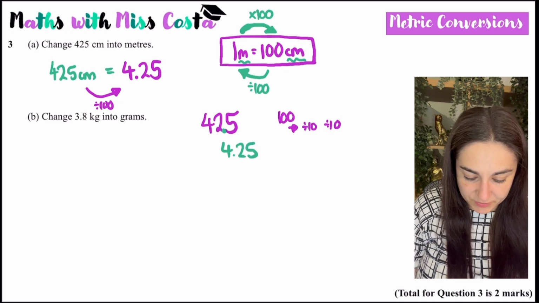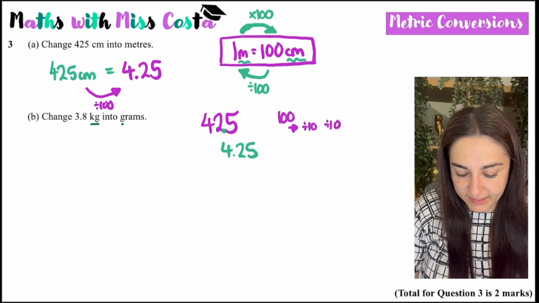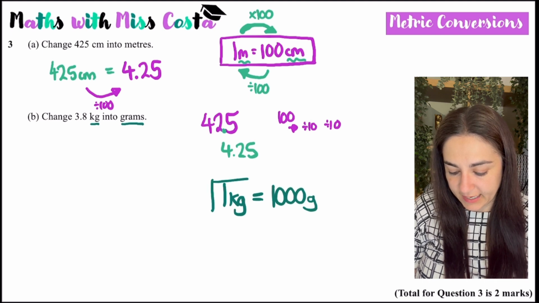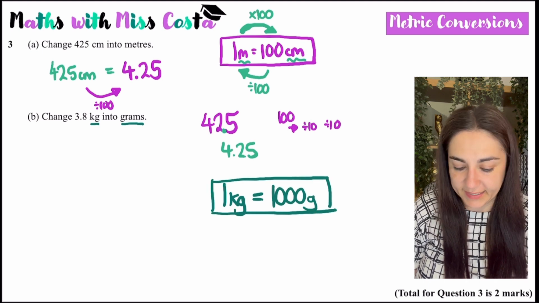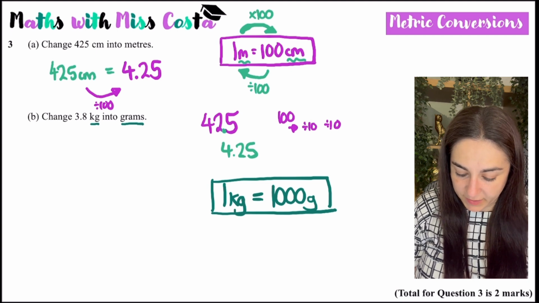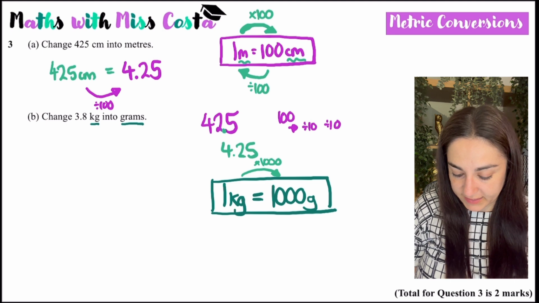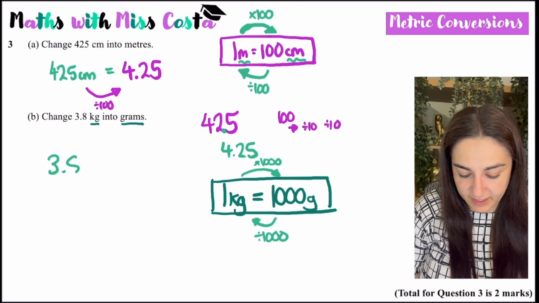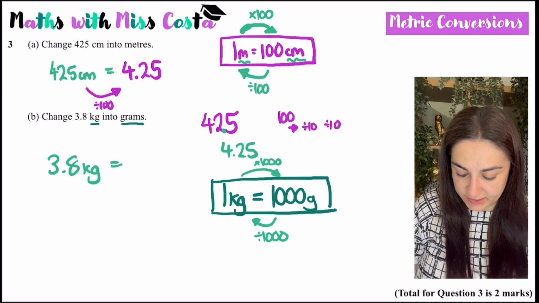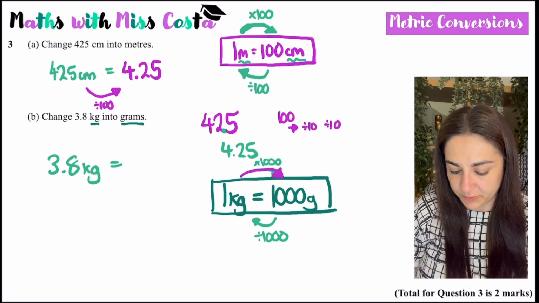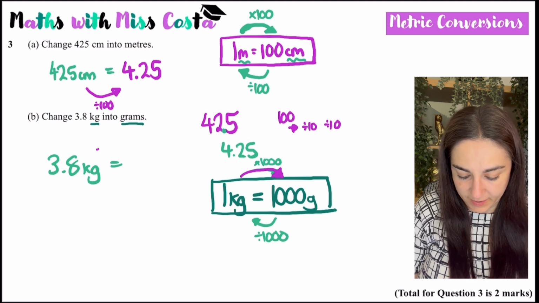For the next question, we need to change 3.8 kilograms into grams. So the metric conversion I need to know is that 1 kilogram is equal to 1,000 grams. And again, we can use this to figure out what we need. To get from kilograms to grams, I'd multiply by 1,000, and to do the reverse, I would divide by 1,000. In this question, I'm asked to turn kilograms into grams, so I'm going to multiply by 1,000.